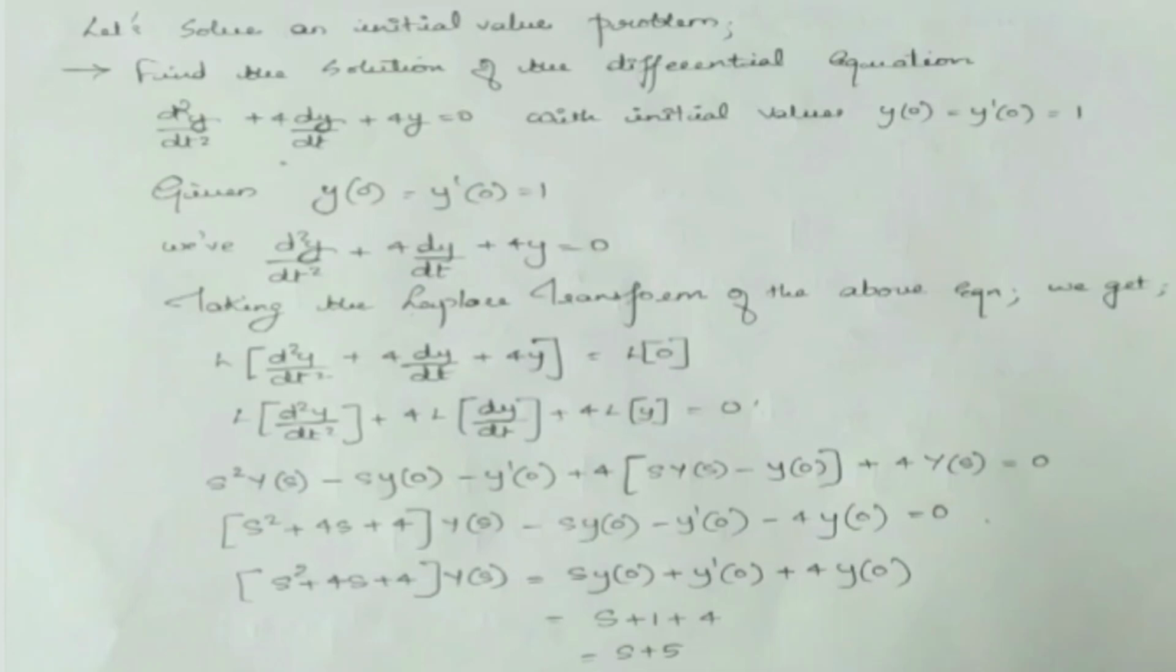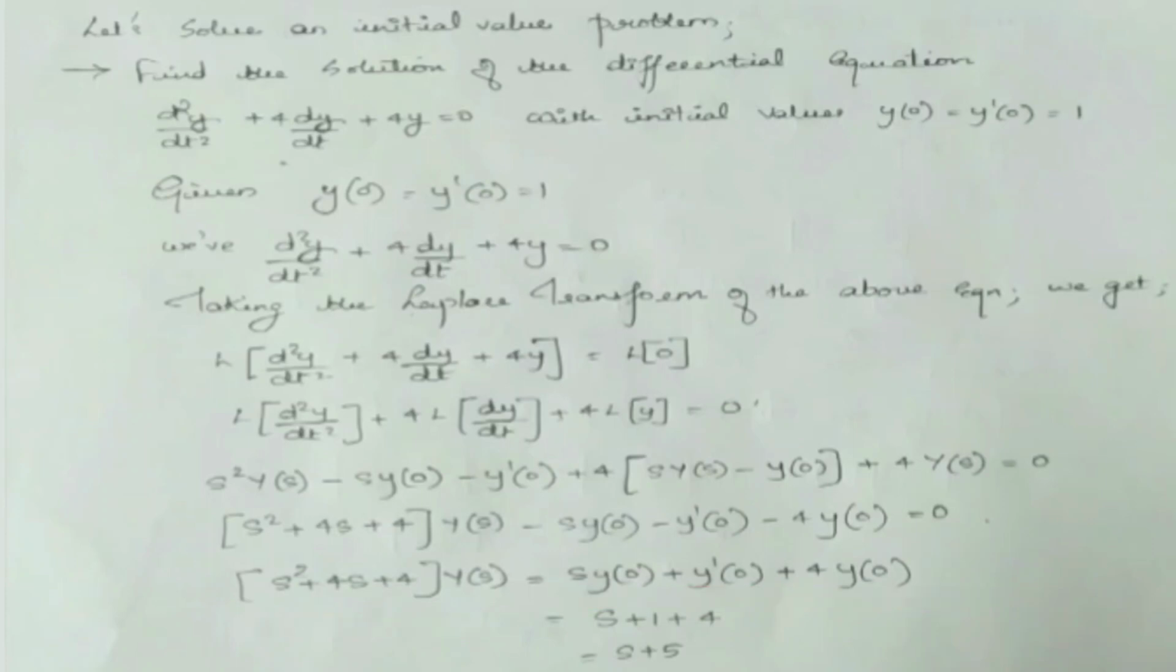Now we will bring the coefficients of y of s together and write it as (s square plus 4s plus 4) into y of s minus s y of 0 minus y dash of 0 minus 4 into y of 0 is equal to 0. We will bring these three terms to the RHS. So it becomes (s square plus 4s plus 4) into y of s is equal to s into y of 0 plus y dash of 0 plus 4 into y of 0.